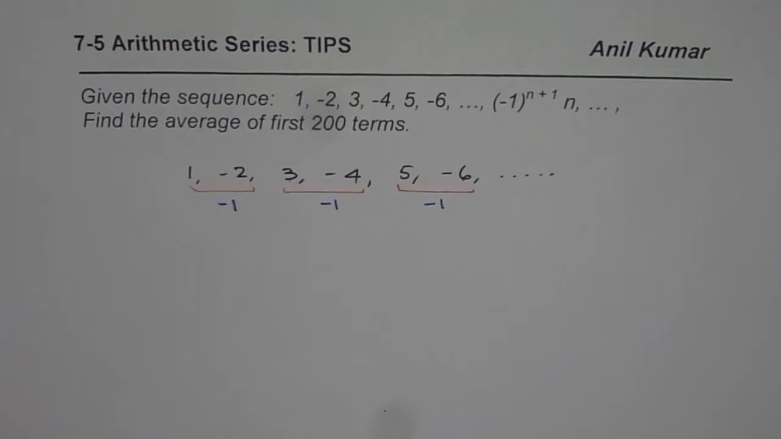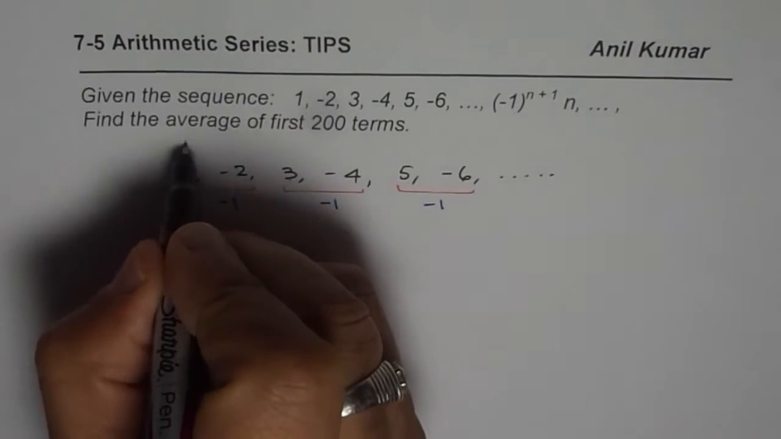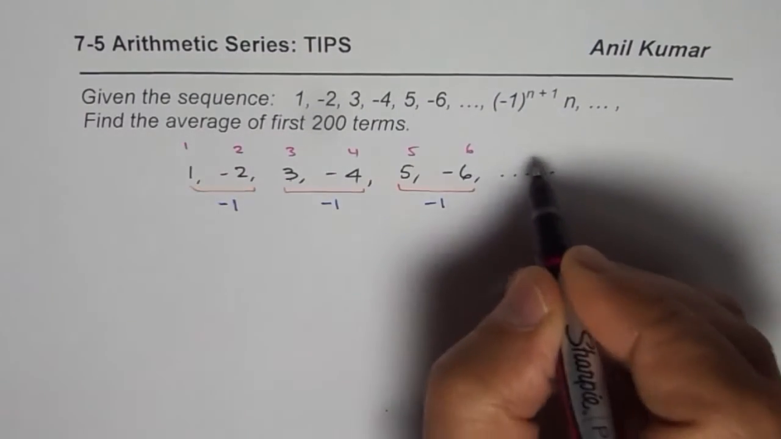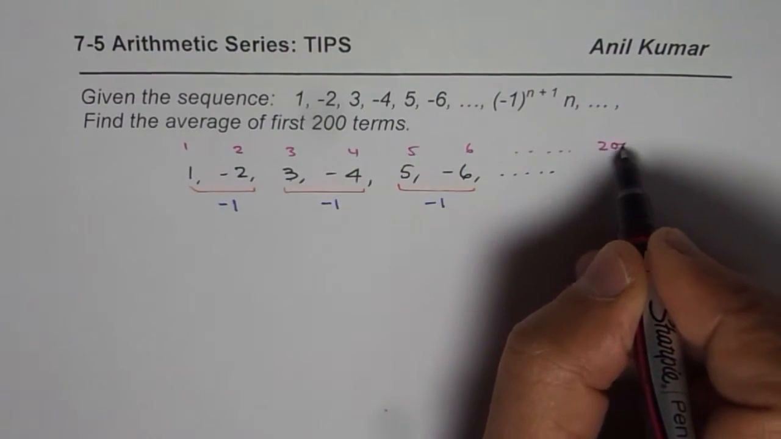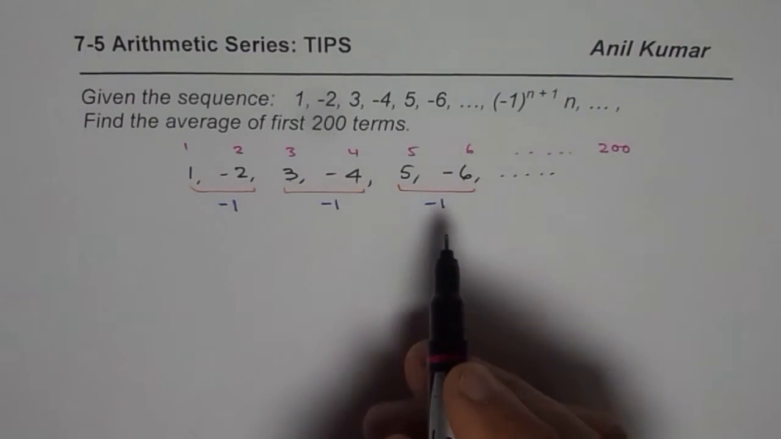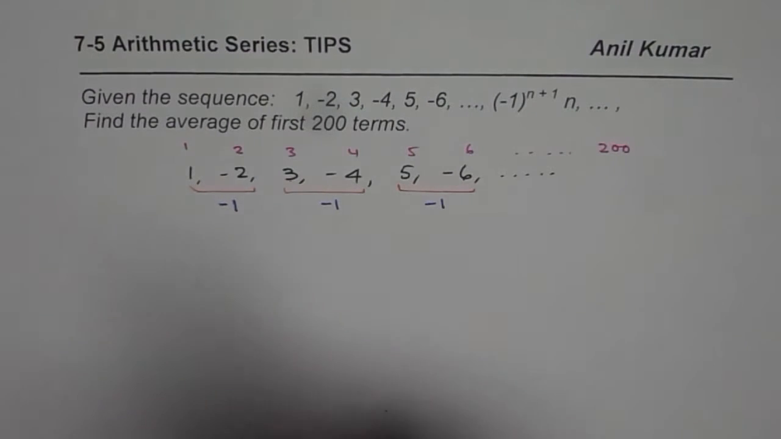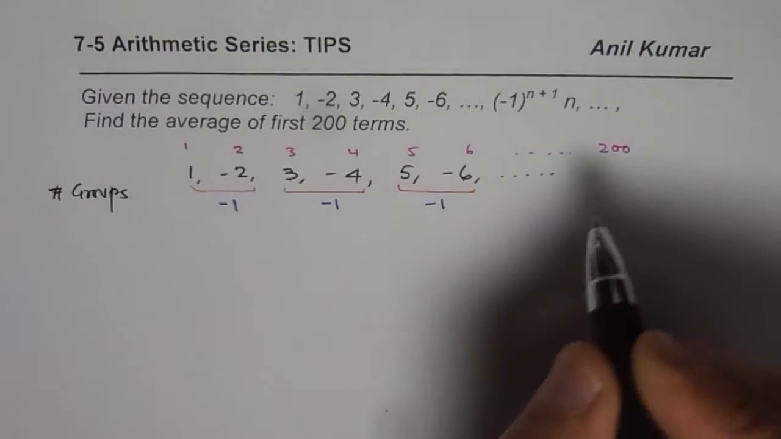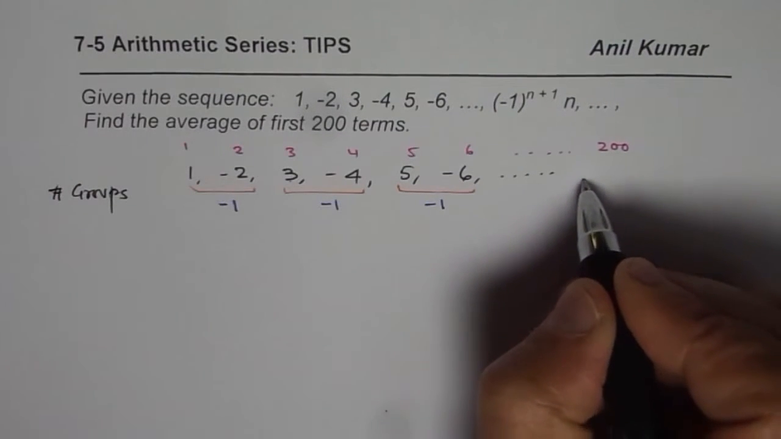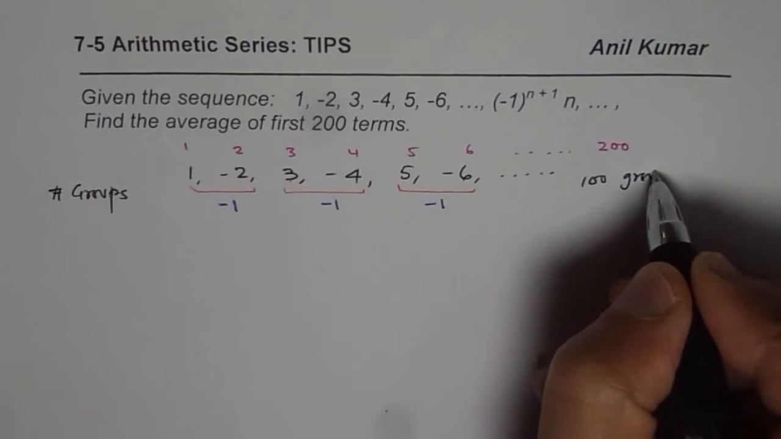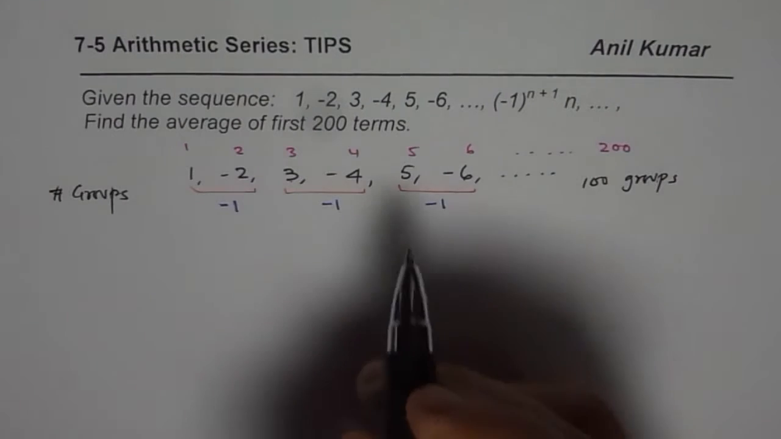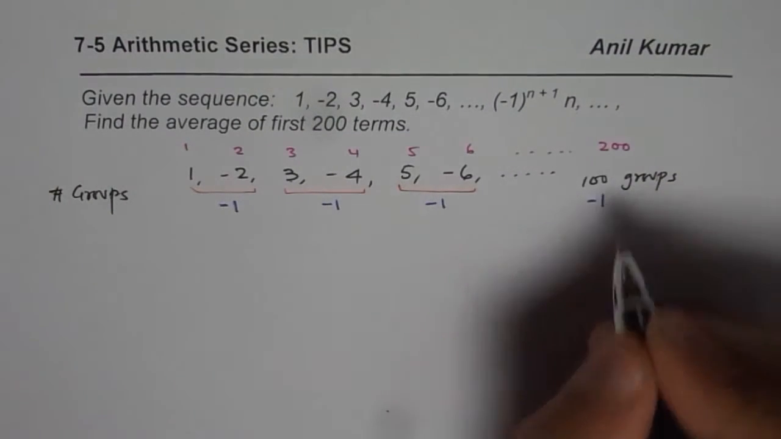So likewise, if I have to go up to 200 terms, see, this is the first term, this is the second term, third term, fourth term, fifth term, sixth term. Like this, if I go to 200 terms, then how many groups am I going to have? We are having groups of 2, so we will have in all 100 groups. Is it okay? And the sum of each group is how much? The sum of each group of 2 is minus 1, correct?